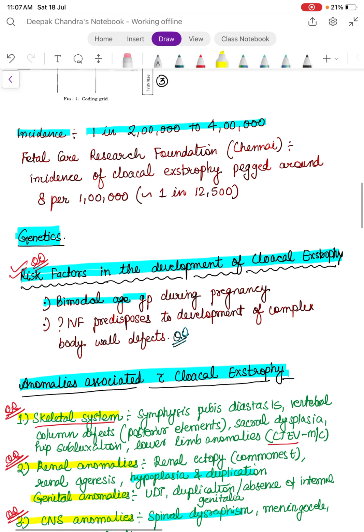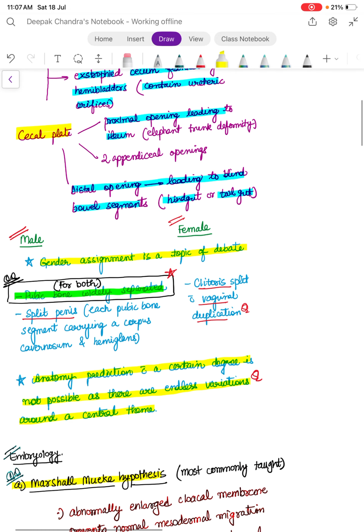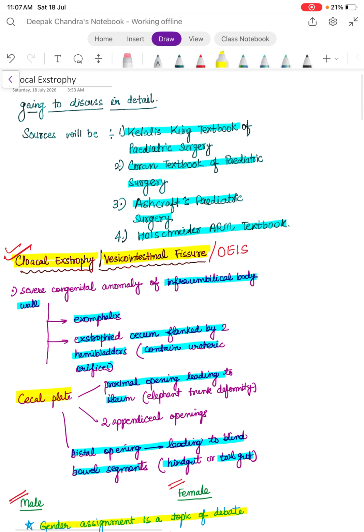If someone is interested, they can read Holcomb and Ashcraft, Snyder, and there are very good books we have, as I've already discussed all the sources.